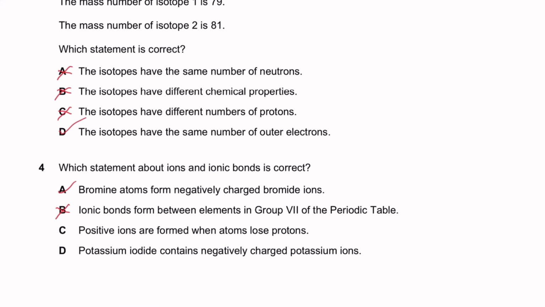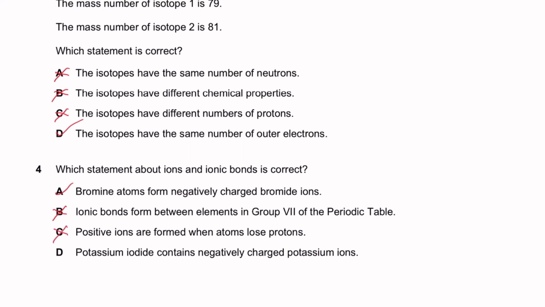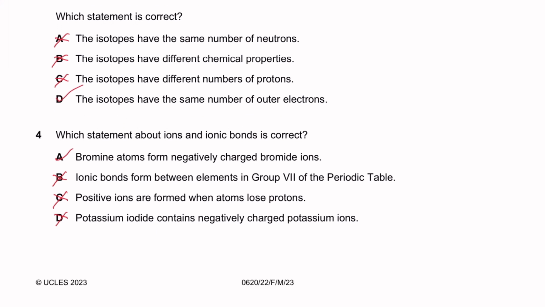Positive ions are formed when atoms lose electrons, not protons, so it's wrong. Potassium iodide contains negatively charged potassium ions. It contains positively charged potassium ions, so it's wrong. So the correct answer is A.